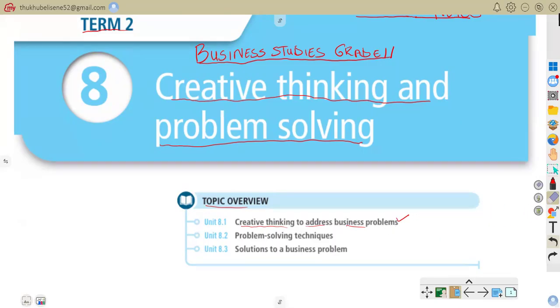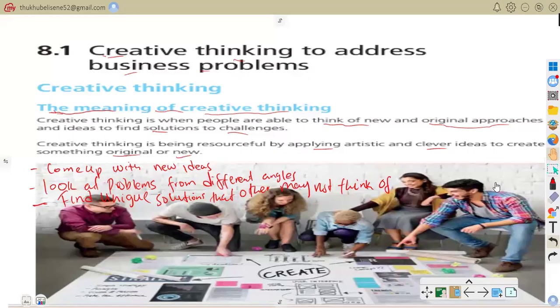Without wasting much time, let us attend to our business of today, whereby we are first going to look at the meaning of creative thinking. Like I've said, you're going to first start by creative thinking to address business problems. So we're going to be on the meaning of creative thinking.